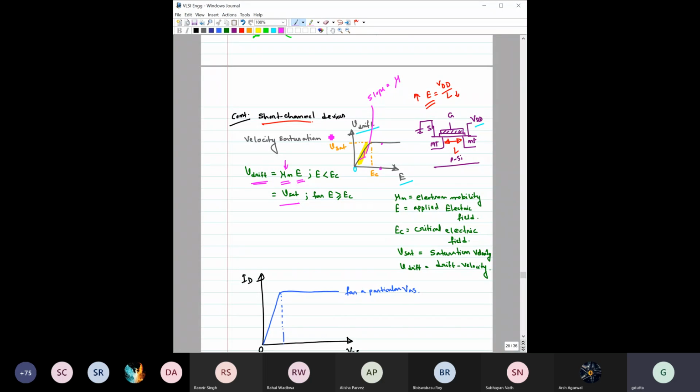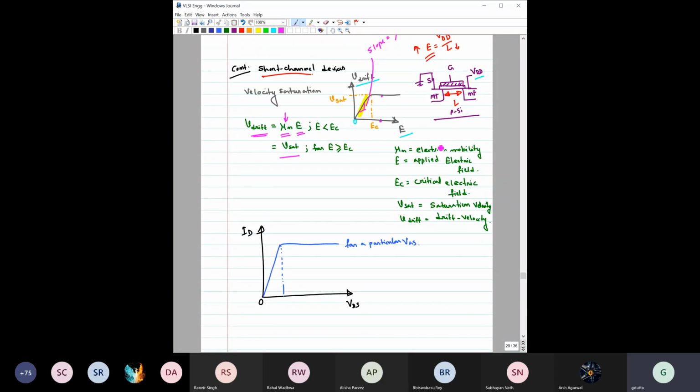So this is a type of recap, but I thought it was important, so it is good to have a recap on that. I have written all these things here, and I will share them with you, so I am not repeating. You can read it from there. Now, how can you get an idea of the current equation for a short channel MOSFET if we know the current equation for a long channel MOSFET?